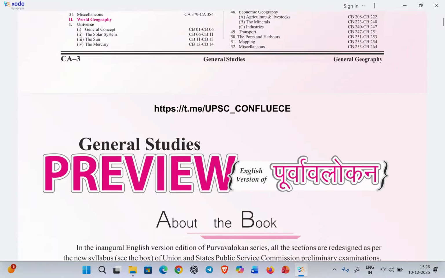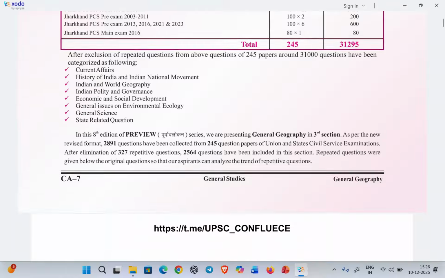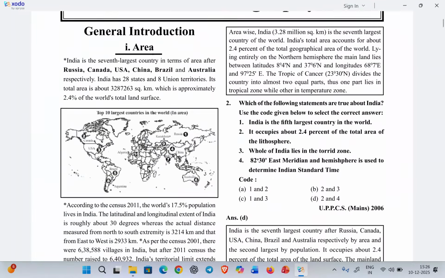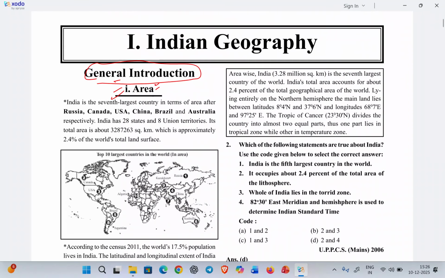So today onwards, our first topic would be Indian geography. And in Indian geography, we will be talking about general introductions, and it will be regarding the area of India. Okay. See, we read about the area of India in Indian geography for every single exam, right?